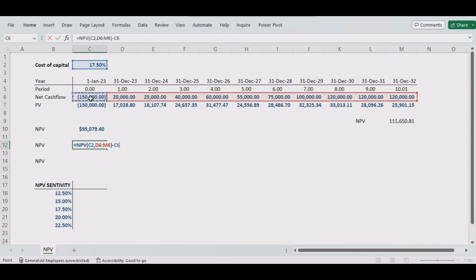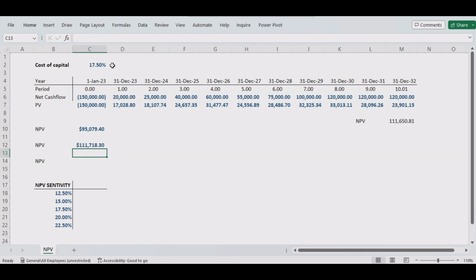So the initial investment should be outside. Because it's negative, I'm going to add so that we subtract. Plus, we are going to have this value. This value is almost the same as this value. Notice it's almost the same because of rounding errors. That's why you notice this difference. So this value is the correct NPV.